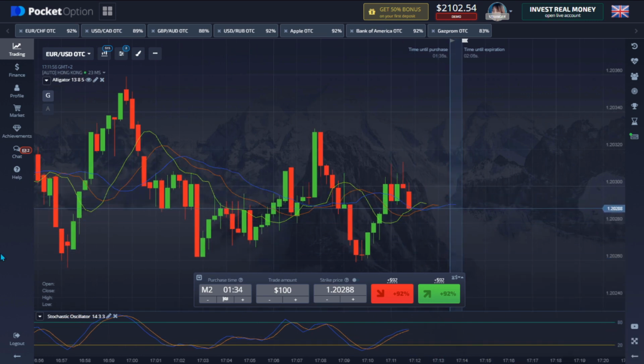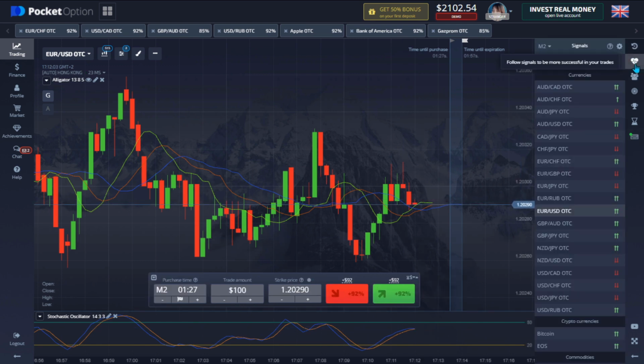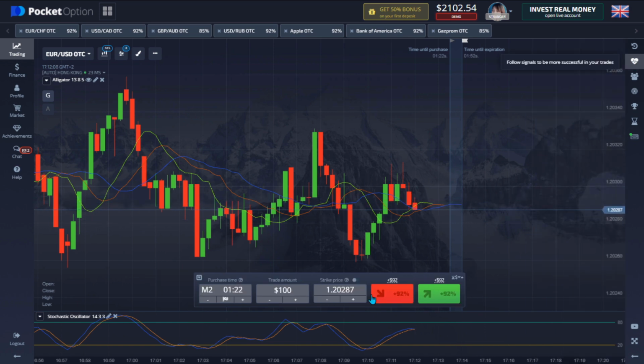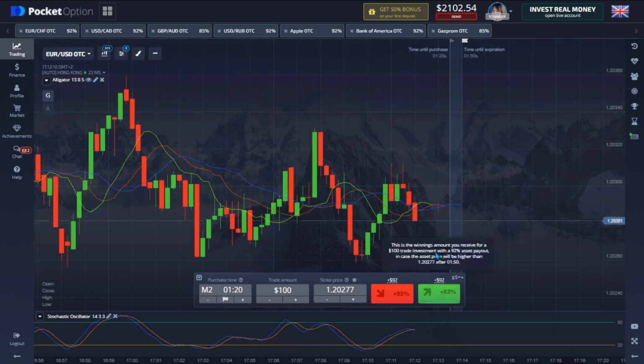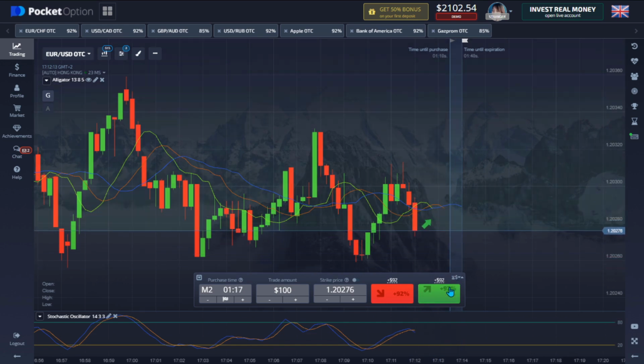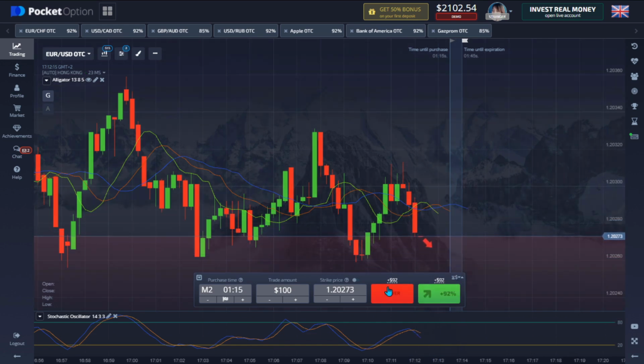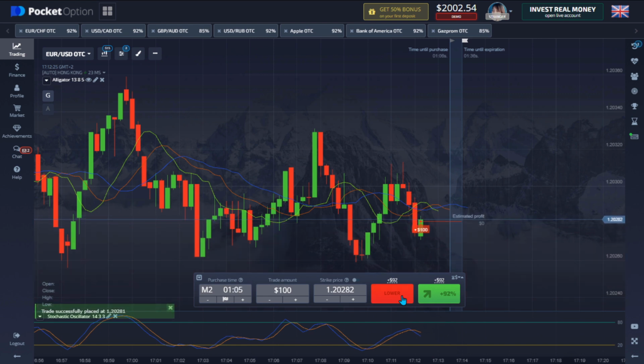Trading, as you can see guys, papataas yung trend. So let's see here in the signals. The EURCHF. Itong pataas siya. So it's going down. Let's put a put option. So let's wait guys for after 2 minutes and let's see what will happen.